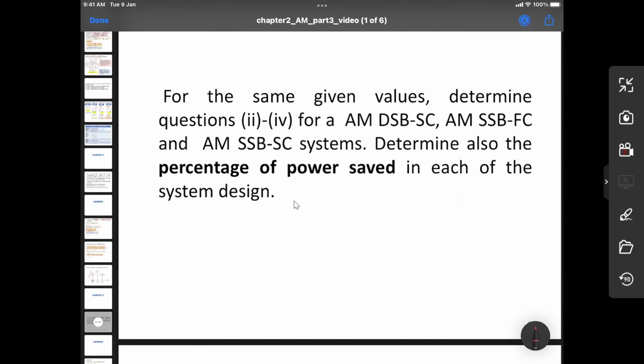Okay, and then now the second question has the same given values. Determine the same question, but in this case, they want you to investigate what happens if you have suppressed carrier, single sideband full carrier and suppressed carrier single sideband, and calculate the power saved.